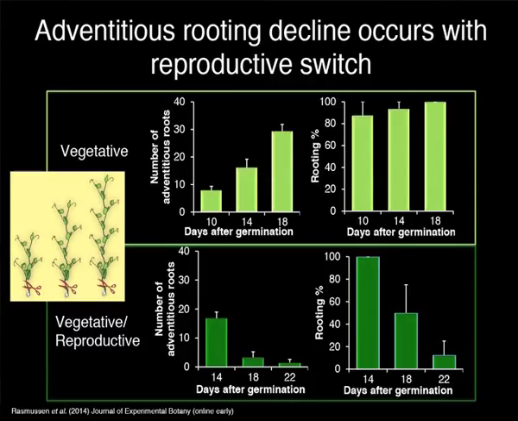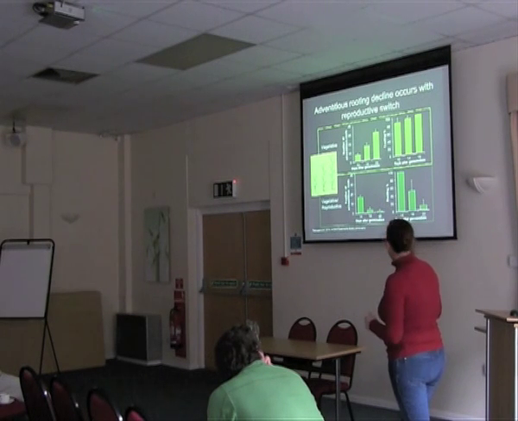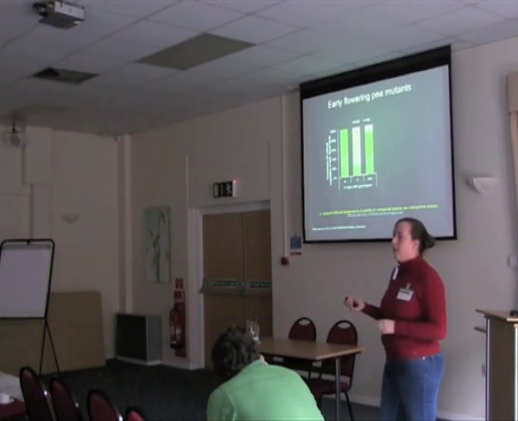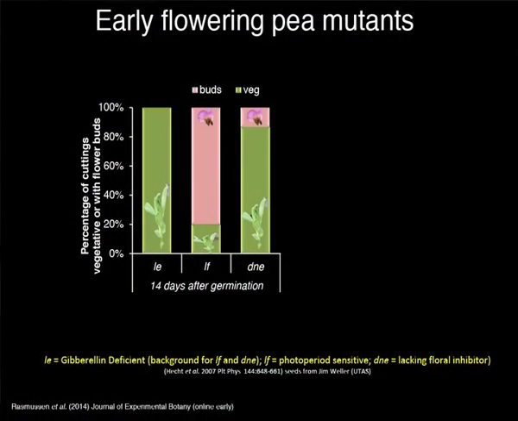So maybe we thought at this point it's the switch to flowering that's specifically the response. And these don't have flowers, I'd like to say. You can't see a flower, but the meristem has switched to become floral. So what we did was we used some early flowering pea mutants, which I got from Jim Weller in Tasmania.